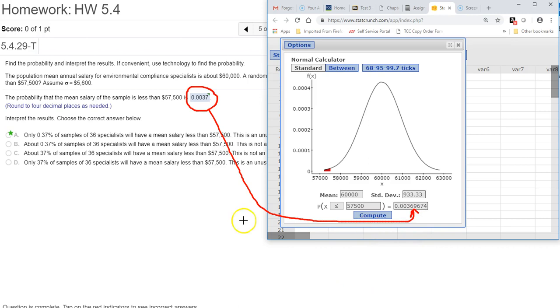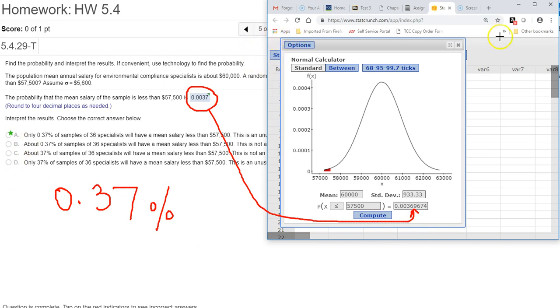Okay? So now when I change 0.0037 to a percentage, moving 2 decimals to the right, it is 0.37%. Okay, and they're asking us to interpret the results.